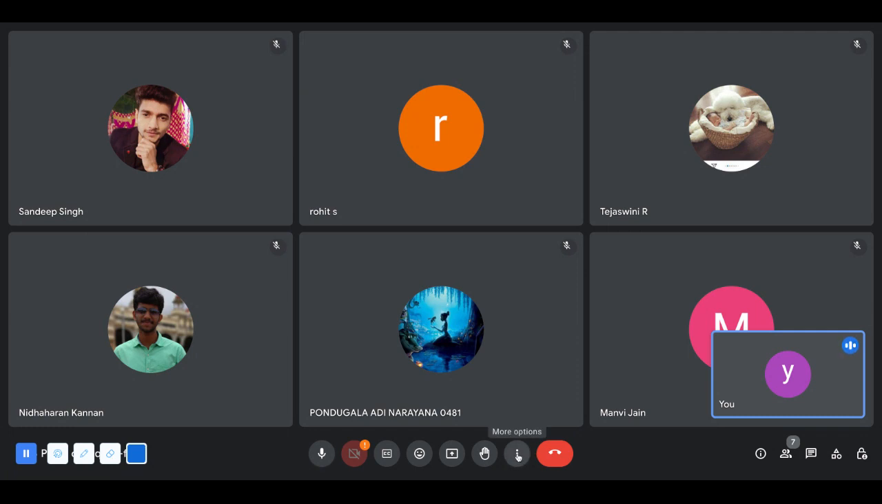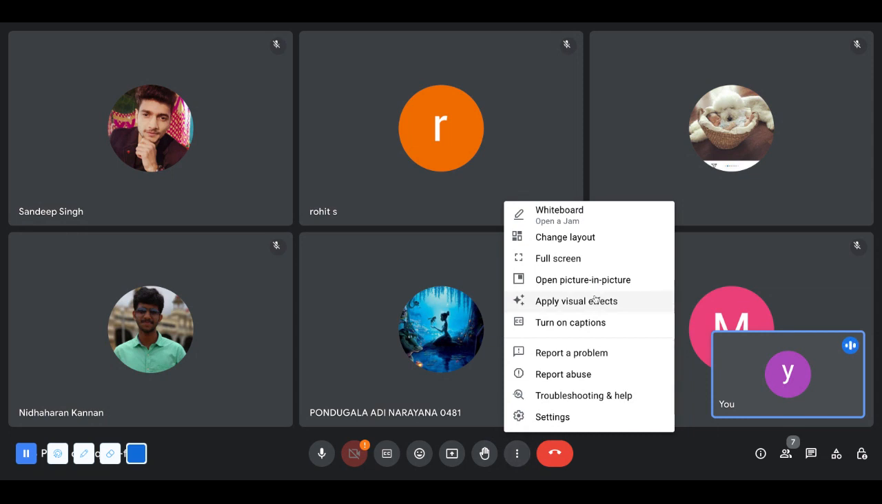Today's session is on clustering. Specifically, we will discuss k-means clustering. So I'll share my screen. Let me know if you can see the screen.